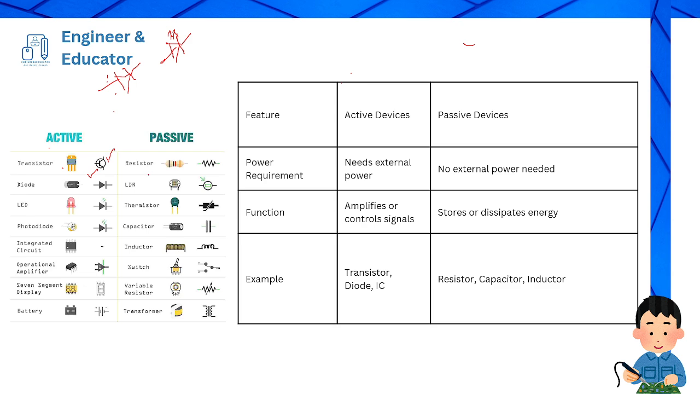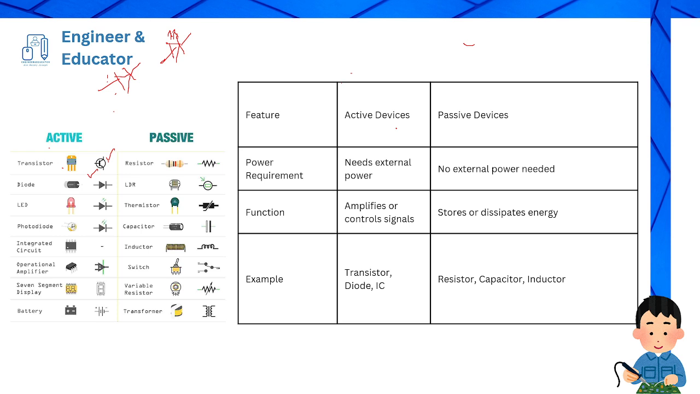But passive devices do not need external power. Next, passive devices: resistors, LDR, thermistors. Active devices function to amplify or control the signal, and the examples are transistor, diode, IC, etc. About passive devices, please see resistor and LDR, light detecting resistor, thermistor, capacitor, inductor, switch, variable resistor, transformer, and all.